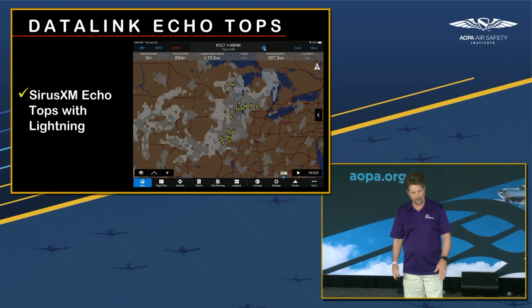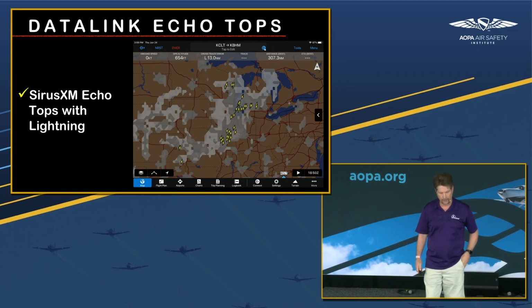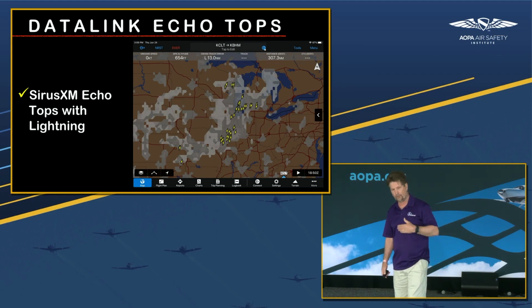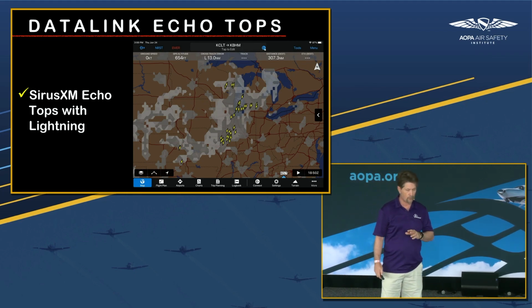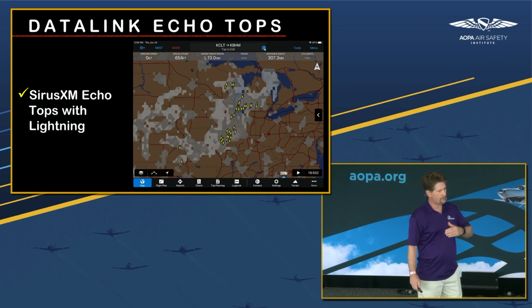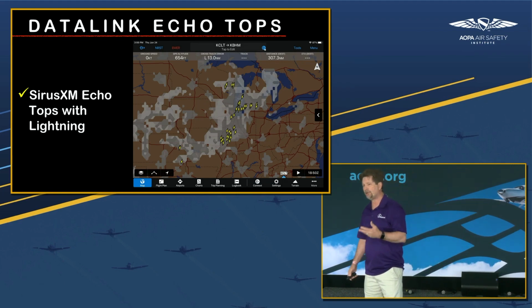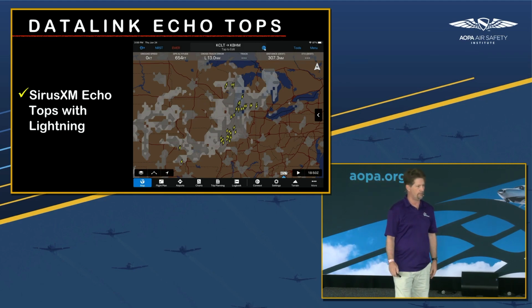So SiriusXM does have, this is showing under Garmin Pilot, SiriusXM has EchoTops, and you can add lightning to it, so you can really see where the tops of those cells are. So even if there wasn't any lightning showing, if I saw there were EchoTops at 30,000 or 35,000 feet, that's a cell that I definitely want to avoid.